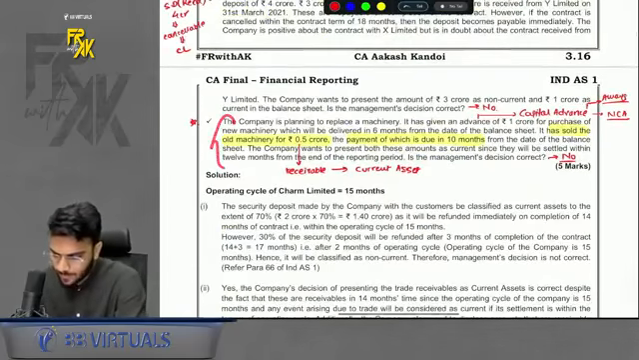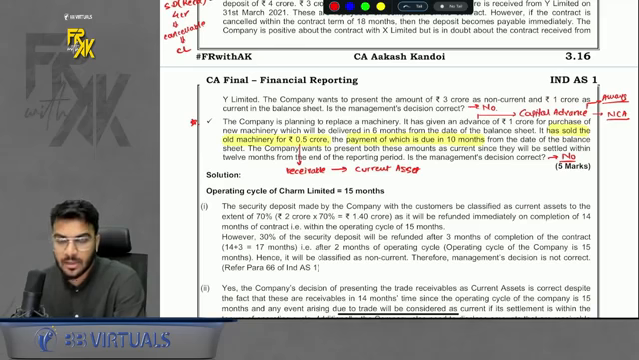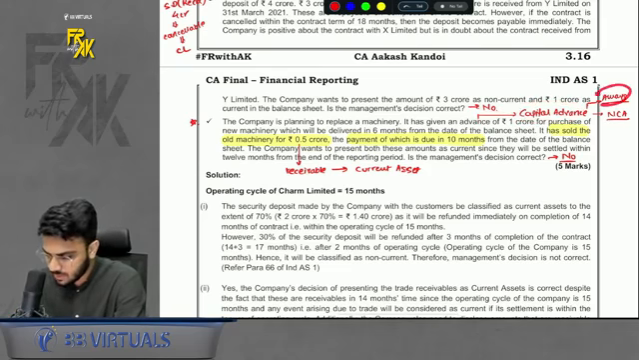And the fourth point: whenever you give a capital advance for purchasing machinery, it does not matter when the machinery gets delivered. It is a capital advance. A capital advance for purchase of machinery is always non-current.